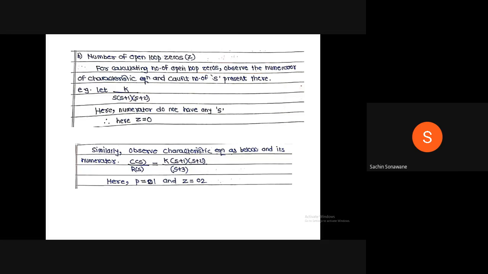For calculating open loop zeros, you see in this equation, K divided by s into bracket s plus 1 into s plus 2, the number of s terms in the numerator is 0. Therefore, the number of zeros Z is equal to 0. Now consider this equation: C(s)/R(s) is equal to K into bracket s plus 1 into s plus 2 divided by s plus 3. Therefore, the number of s terms in the numerator is equal to 2, so the number of zeros Z is equal to 2. And the number of s terms in the denominator is equal to 1, therefore the number of poles P is equal to 1.